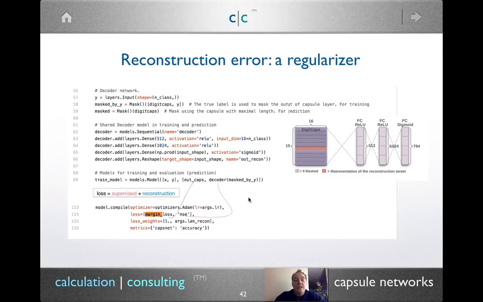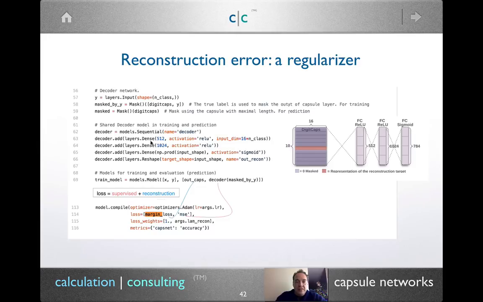How does that appear in the loss function? Well, recall that in Keras, when we wanted to find a loss, here's the training of the model. The loss is a supervised plus unsupervised or reconstruction error. So out caps is our margin loss, and in the model, when we say model compile, we specify the loss. When we define the model, we specify the inputs to the loss. So out caps is the input to the margin loss, and decoder, which is masked by the labels, is the input to the MSE, which is the reconstruction loss.